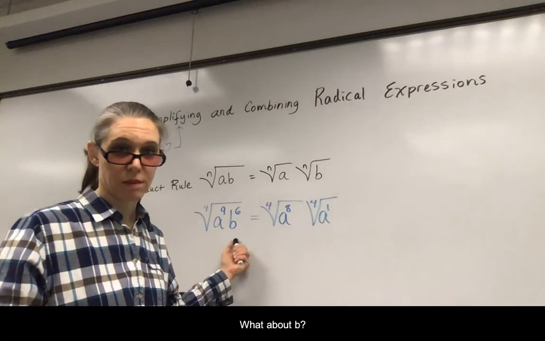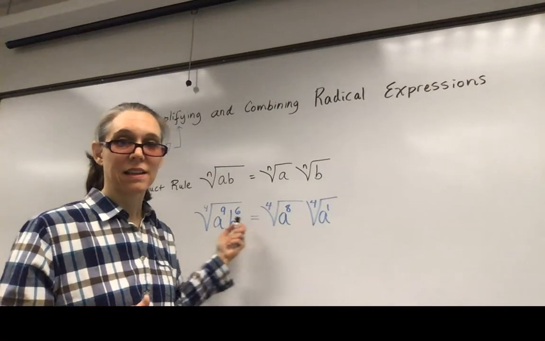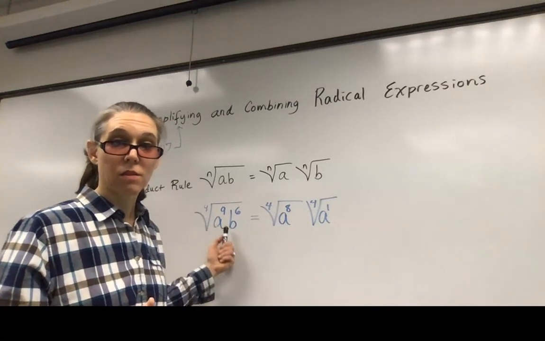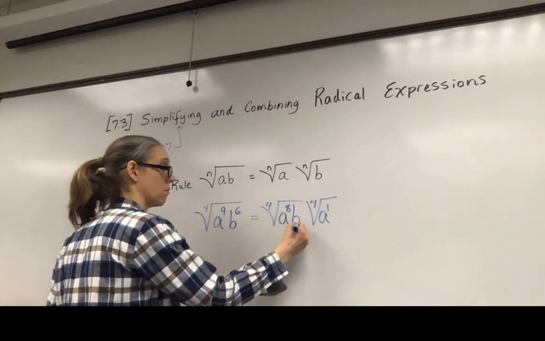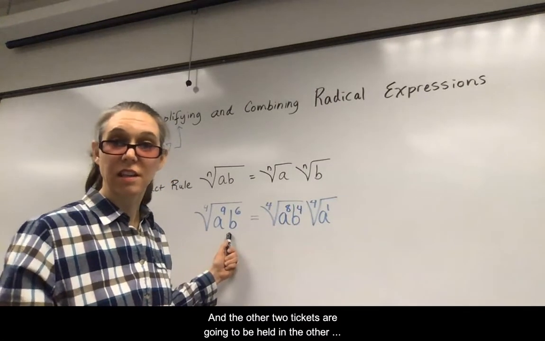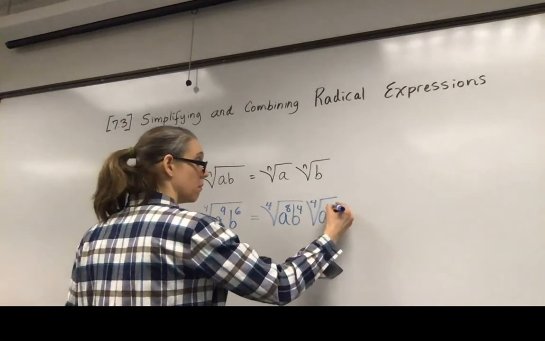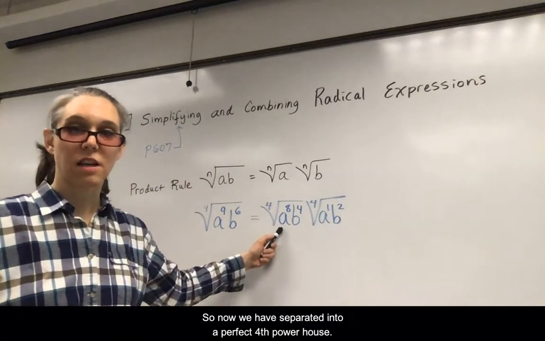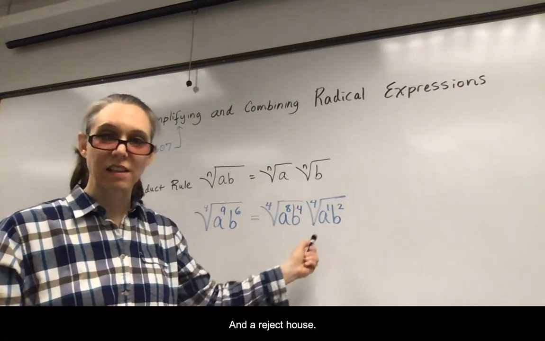What about B? Let's make this Bob. Okay, Bob has 6 tickets. He can go on the ride only once, right? Because it takes 4 tickets to go on the ride. So Bob is going to put those 4 tickets in one hand. And the other 2 tickets are going to be held in the other hand as the leftover tickets that can't be used for this ride. Okay, so now we have separated into a perfect fourth power house and a reject house.